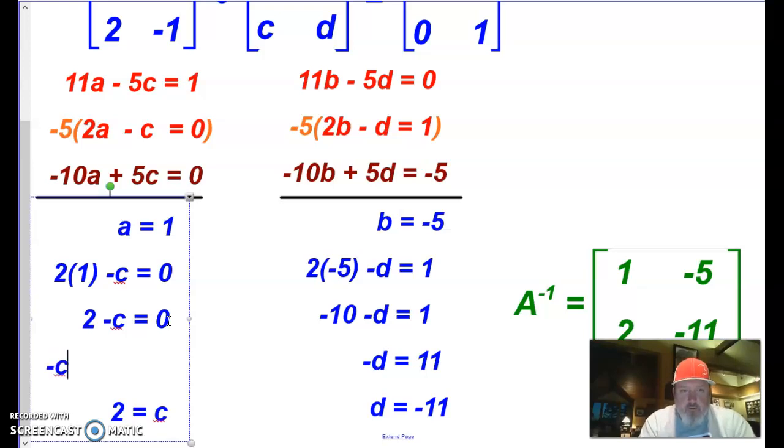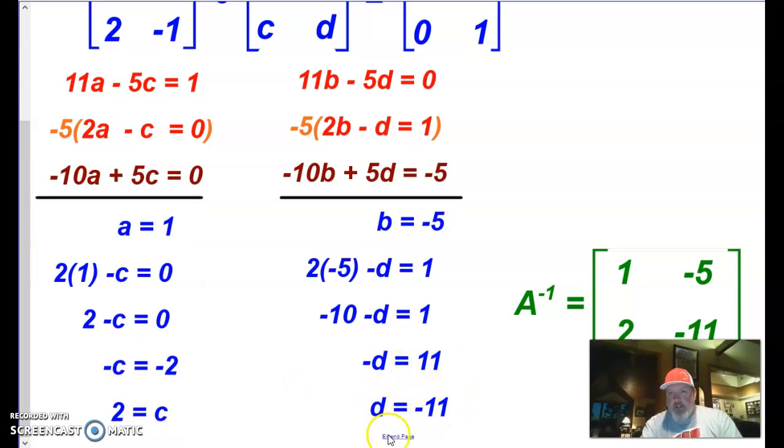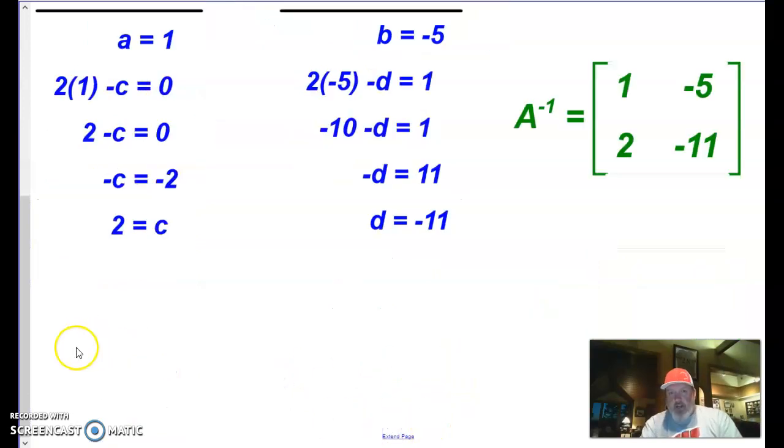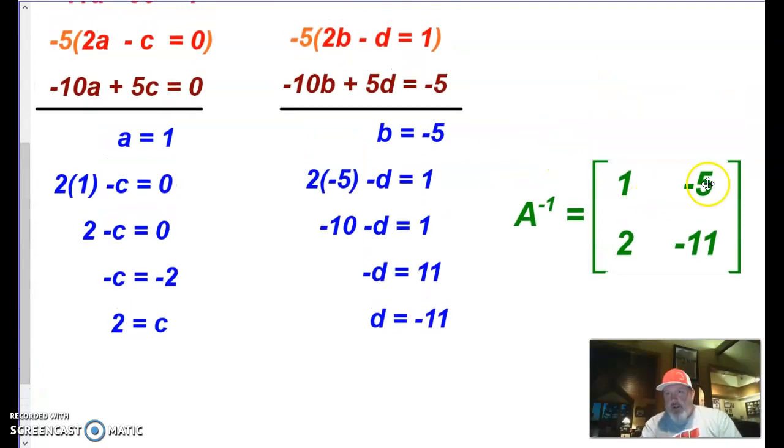So when I move that 2 over, like so, and then we divide by negative 1. Similar idea here. We add 10 to 1, we get 11. That's equal to negative d. Divide by negative 1, and d is negative 11. And so that gives me my inverse matrix there. 1, negative 5, 2, negative 11.